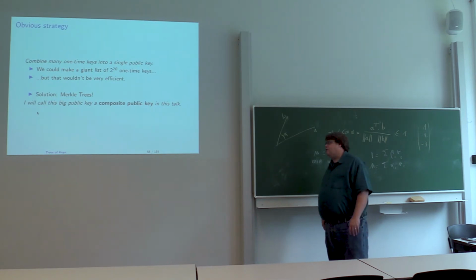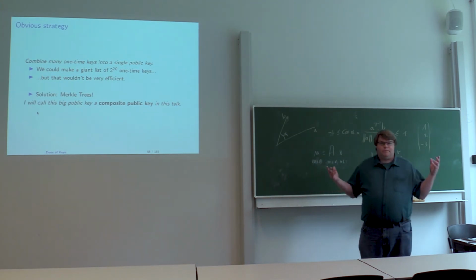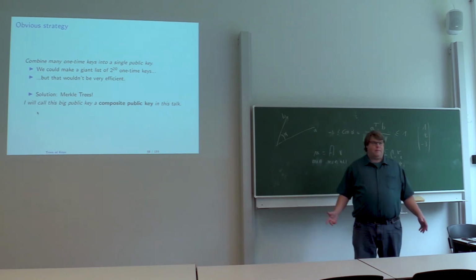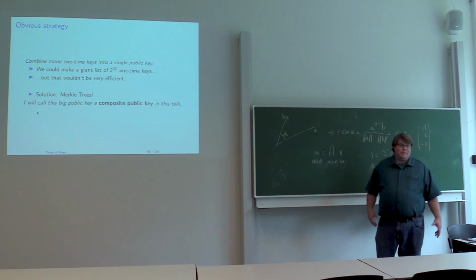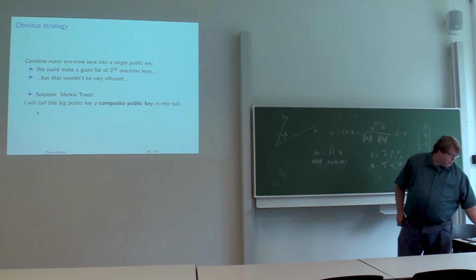And you can even imagine doing this as a list. So I have a million Winternitz public keys. I'm just going to stick them in a big list and send them around. It's just a 32 megabyte public key, right? And I mean, okay, some of the post-quantum algorithms do have very big public keys, but that wouldn't be very efficient, right? So we're going to use Merkle trees.